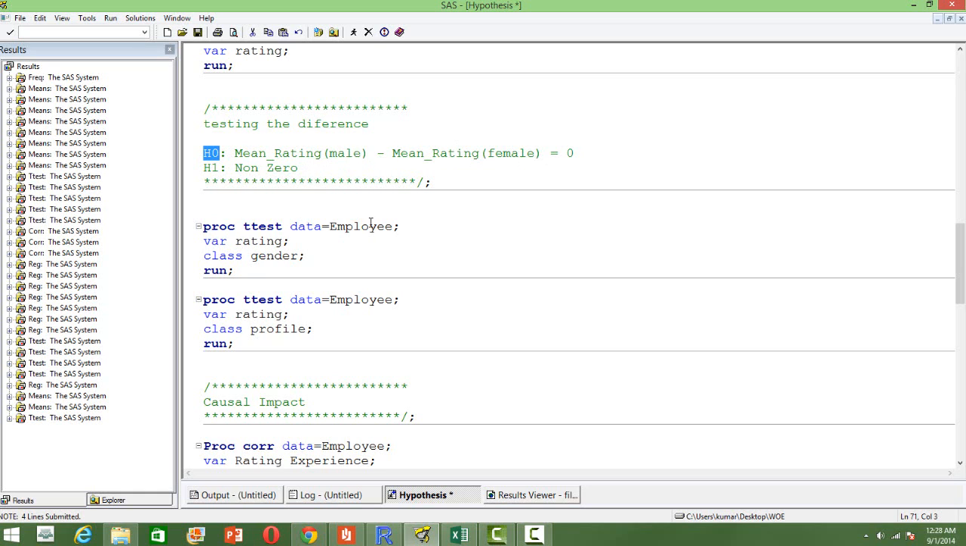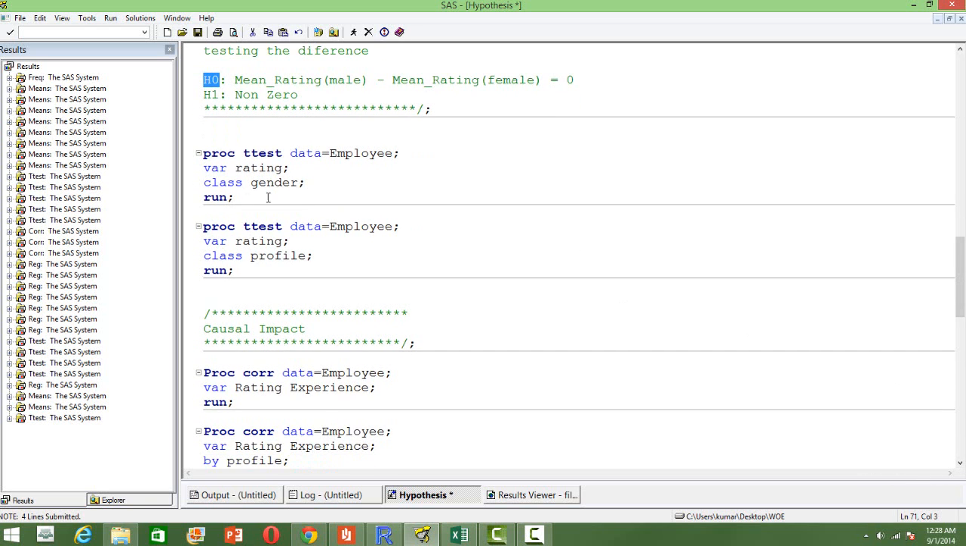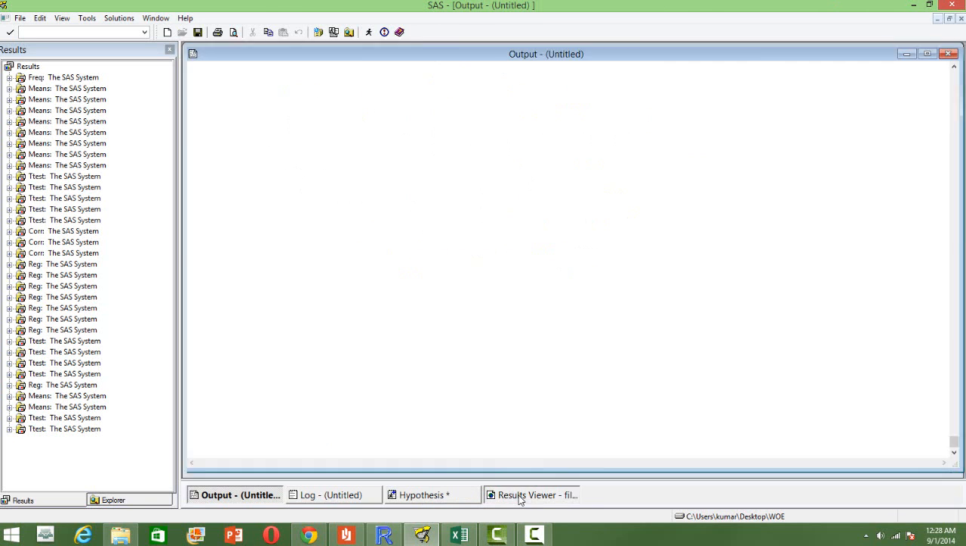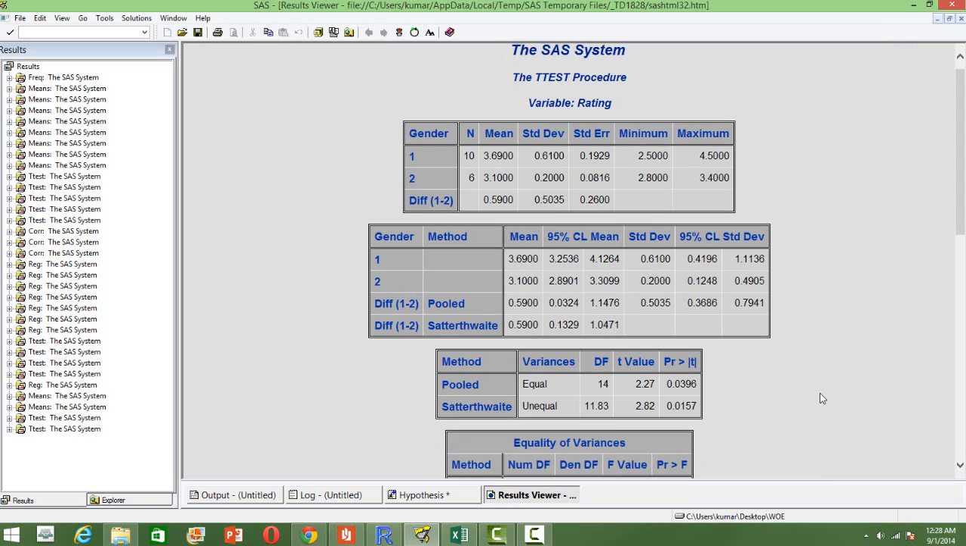Okay, so how do we do that? Well, the syntax remains the same, except the fact that now we are going to use a keyword known as class. So the class variable here is gender. Now let us run this.